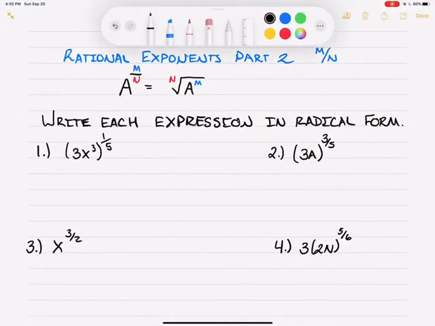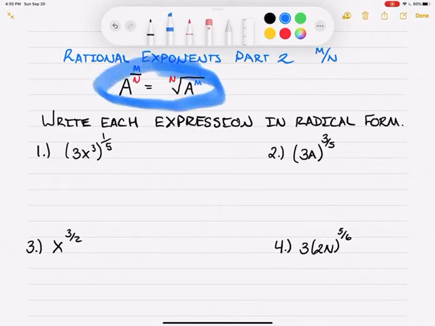Alright guys, today we're going to talk about rational exponents again. We're talking about rational exponents when there's a number other than 1 in the numerator. So this is a to the m over n power, and it equals the nth root of a raised to the power of n. We're going to write each expression in radical form. We're literally going to use this as our guide. All of our answers should look like that, and we're going to get started.